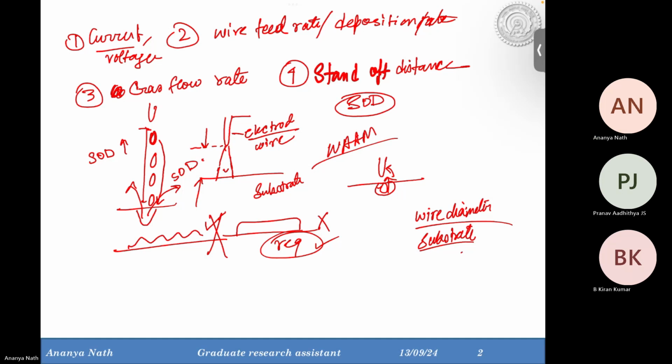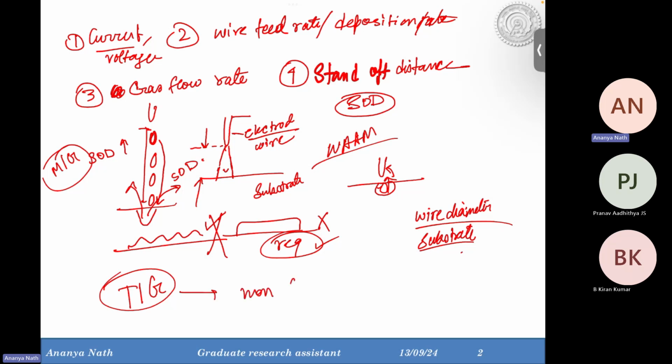So this is what I have talked about on the MIG process, metal inert gas welding, or GMAW, gas metal arc welding, something like that. Then we have the TIG process, tungsten inert gas welding. This was MIG; we have studied TIG and MIG in our bachelor's. In TIG, we do not use a consumable electrode. In TIG, it's a non-consumable electrode.